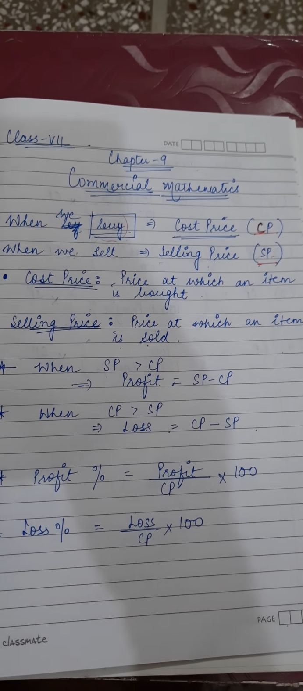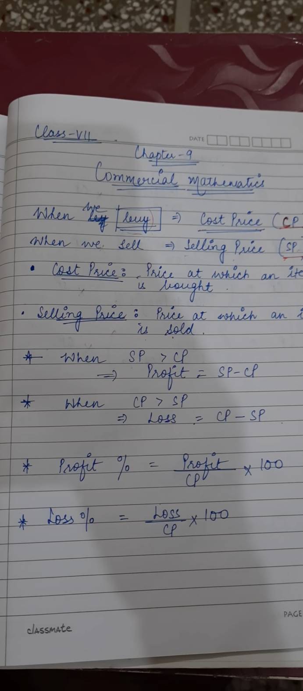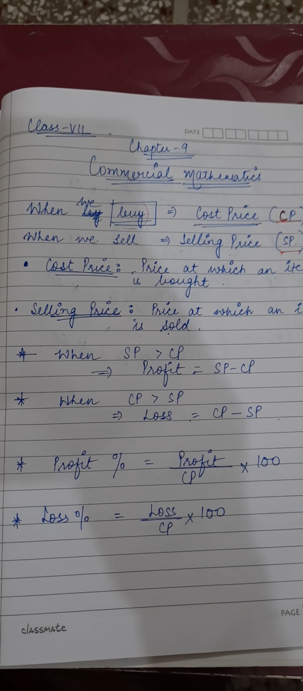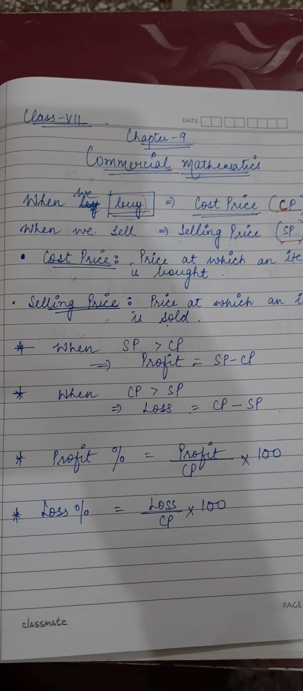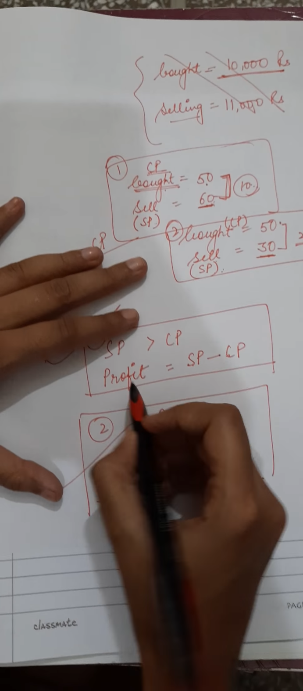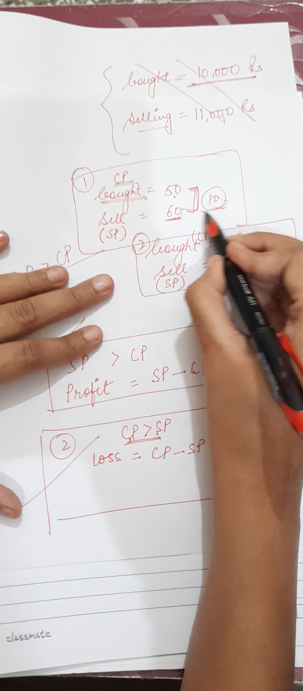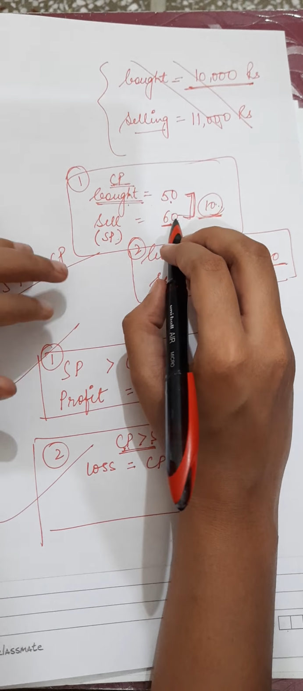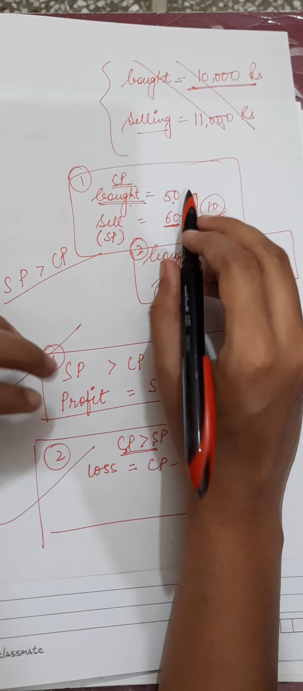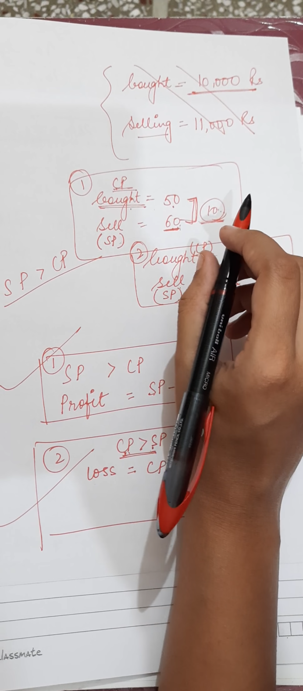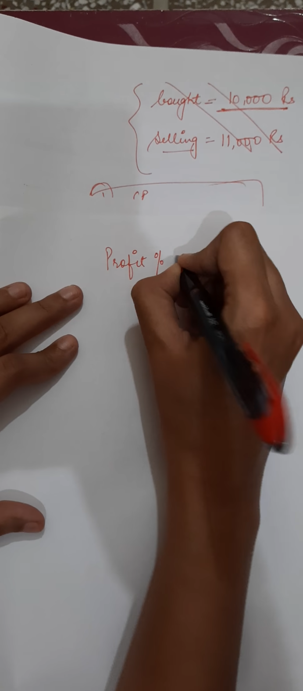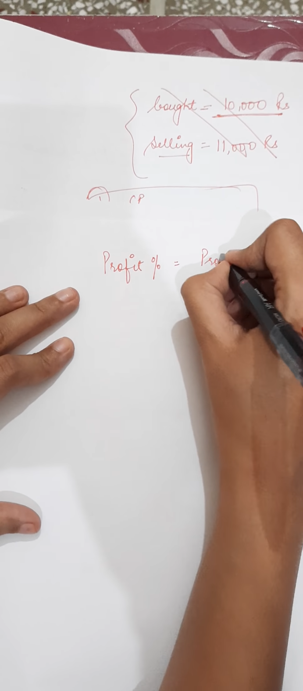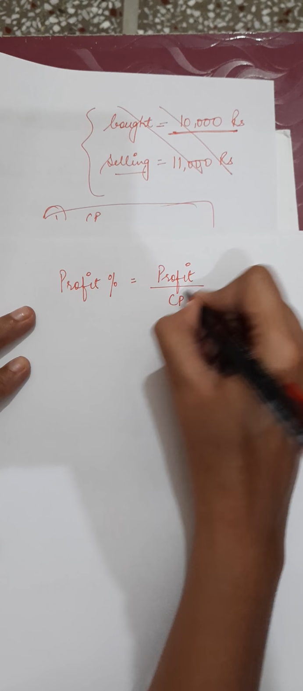Okay, now next comes the loss percentage or the profit percentage. Till now we have got to know how you are going to find the profit and how you are going to find the loss. Now what if I have to find what percentage of profit I have got, or the percentage of loss? For that I have a formula. For profit percent, the formula is profit upon CP into 100.